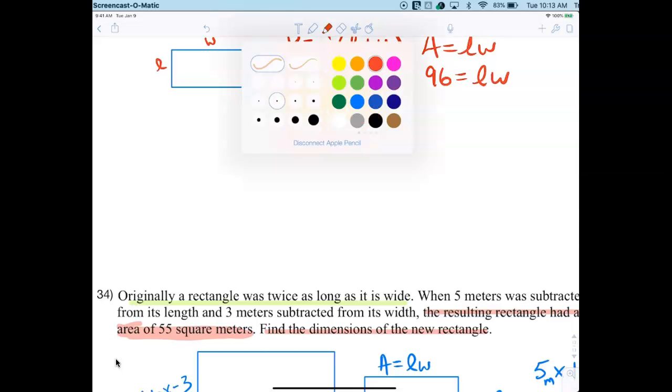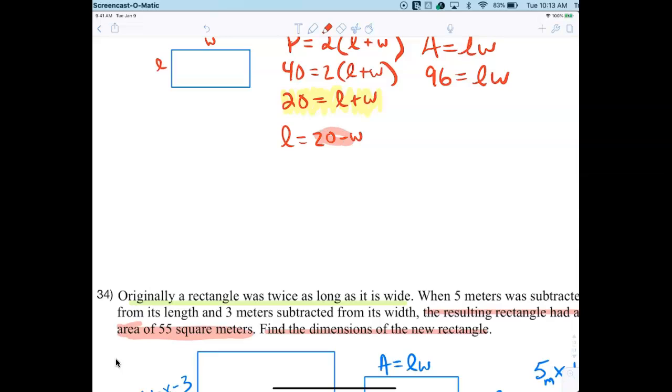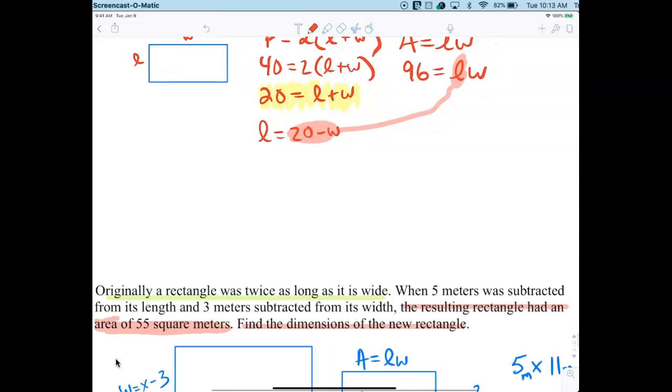I'm going to now take this 20 minus W, and I'm going to put it in for that L. So now watch. So now you're going to tell me 96 is equal to 20 minus W times W. All right, come on now. Continue writing out, making yourself notes.